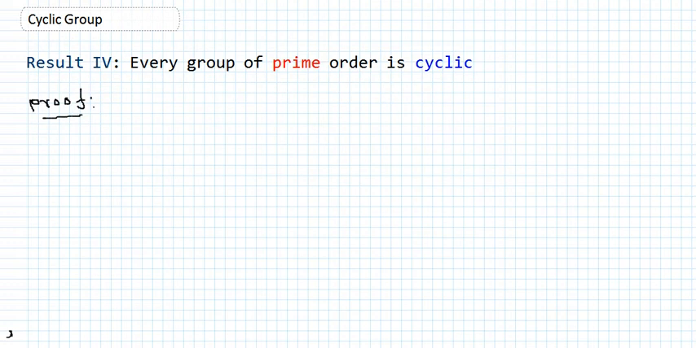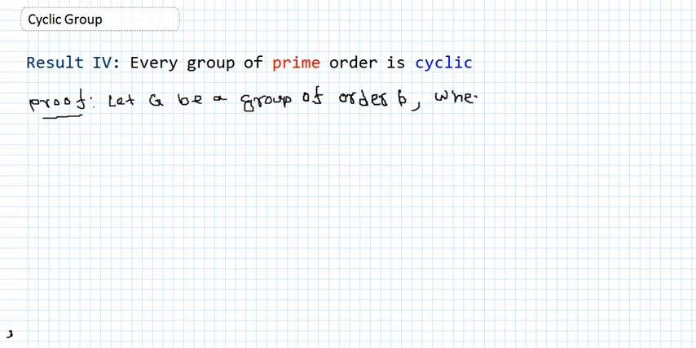So here we have the proof. It says that every group of prime order is cyclic. So let G be a group of order P, where P is a prime number.